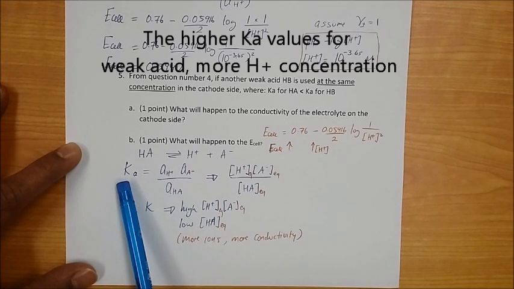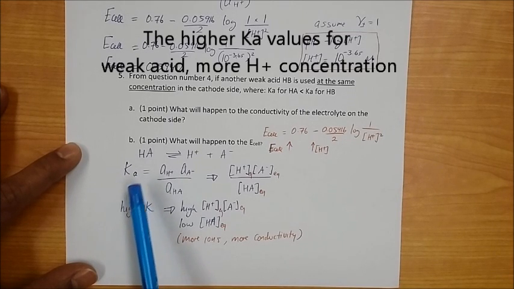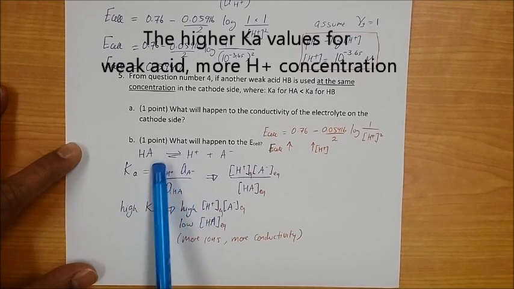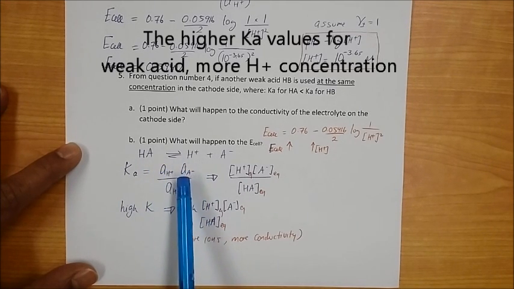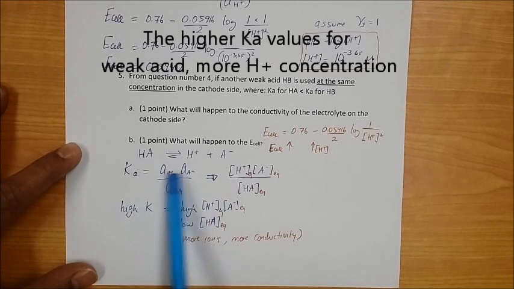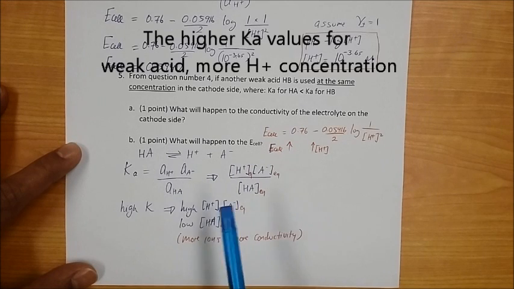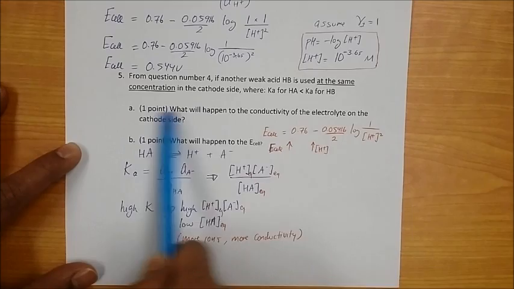Now, if the K is higher for HB, it means that it will dissociate more, right? Because higher means that this term at the top will get higher, or the term at the bottom will get lower, same thing. So which means that if you have a higher K, then you have a higher H plus and A minus, so more ions, right? So it means more conductivity. That's the answer for number 1.